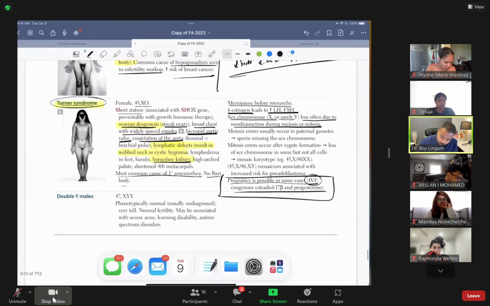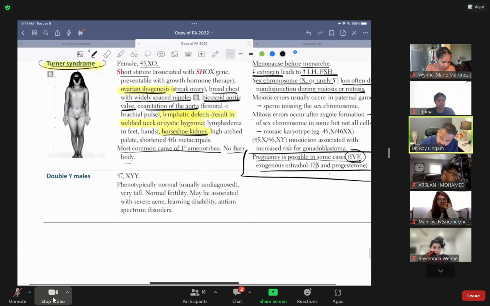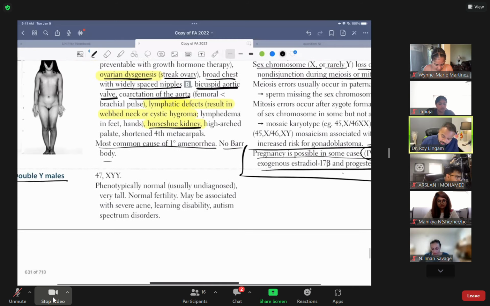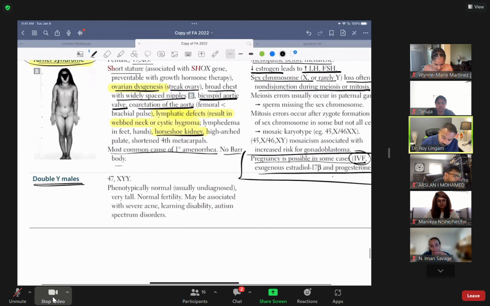Now, let's go here. This is very low yield, just to kind of know, double Y males. Can I ask a question? For Turner syndrome, if they don't have ovaries, even if you give estrogen, are they going to be making their own eggs? No. Somebody has to give an egg, so they have to use an egg donor. Yes, you need an egg donor. Okay, thanks. Okay. Now, double Y males.